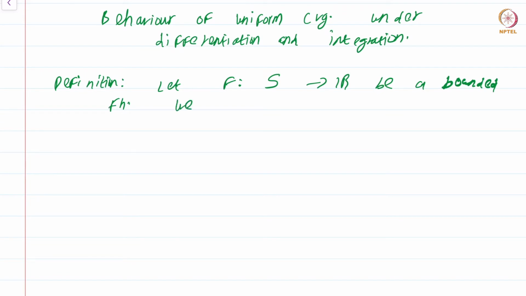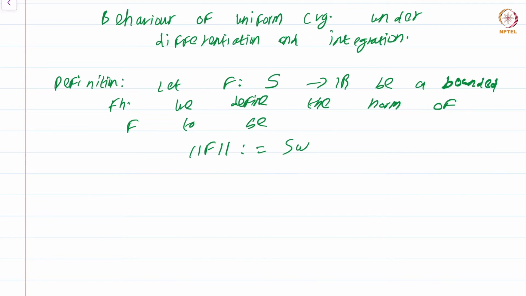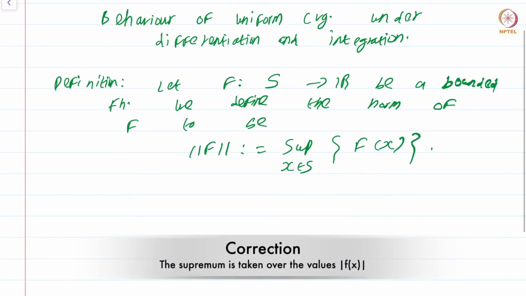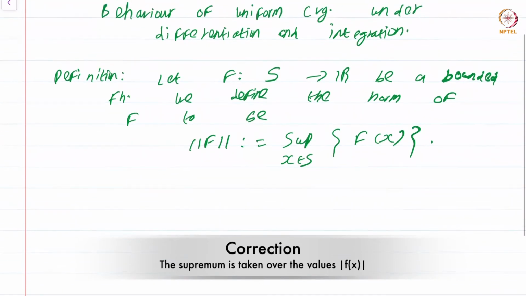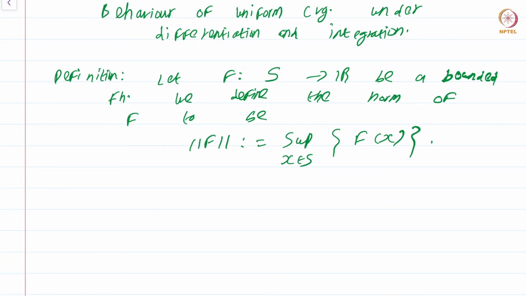We define the norm of f, written with 2 bars like this, to be by definition equal to the supremum over x in S of |f(x)|. So all you do is look at all the values of |f(x)| and take the supremum. Such a supremum will exist simply because this is a bounded function. Now, in this course, we will make only rudimentary use of this, and that is contained in the following proposition.